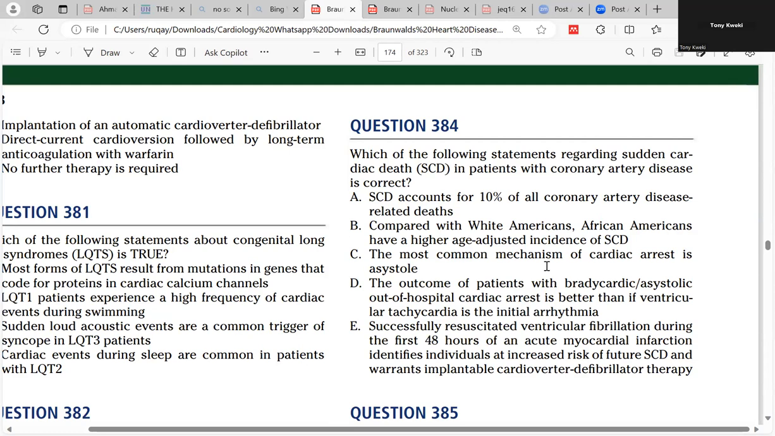So D, the outcome of patients with bradycardic or asystolic out of hospital cardiac arrest is better than if ventricular tachycardia is the initial arrhythmia. The rhythm with the best outcome for out of hospital cardiac arrest is actually ventricular tachycardia. Asystole has very poor outcome when it occurs as out of hospital cardiac arrest. Then E, successfully resuscitated ventricular fibrillation during the first 48 hours of an acute MI identifies individuals at increased risk of future sudden cardiac death and warrants ICD. So ICD, this is false.